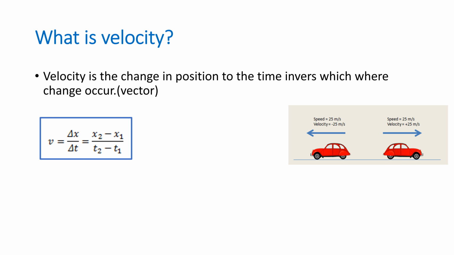Hi everyone, in this video we'll talk about velocity and acceleration. So what is velocity? Velocity is the change in position over the time interval in which the change occurs. And velocity is a vector. So we mean by it the amount of change in a certain time.